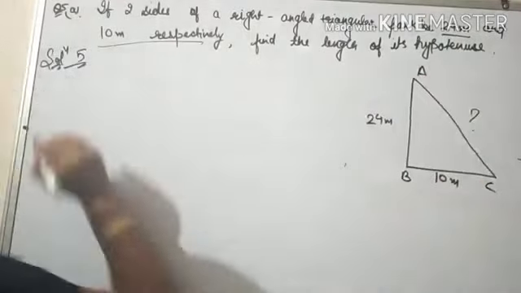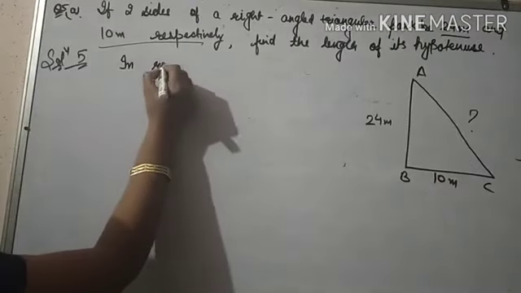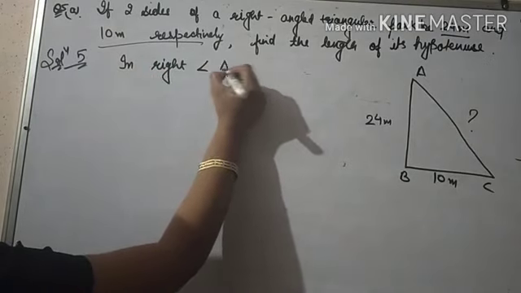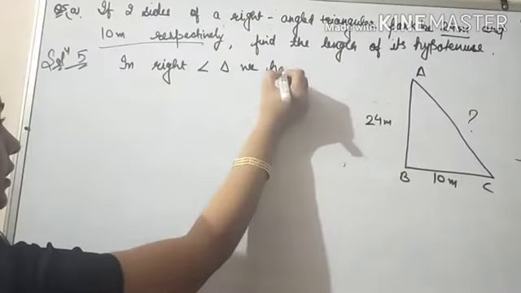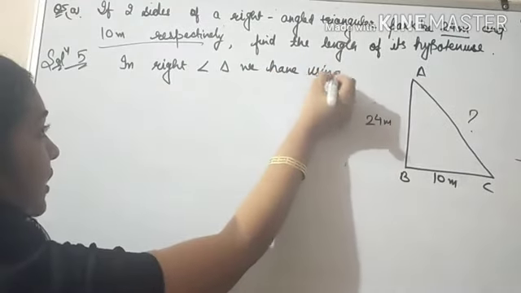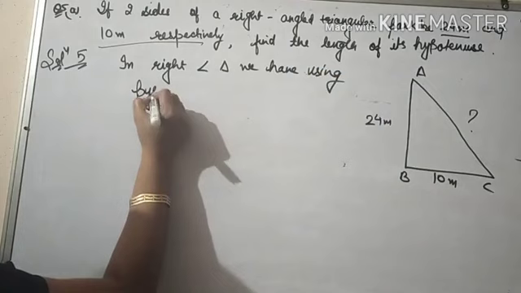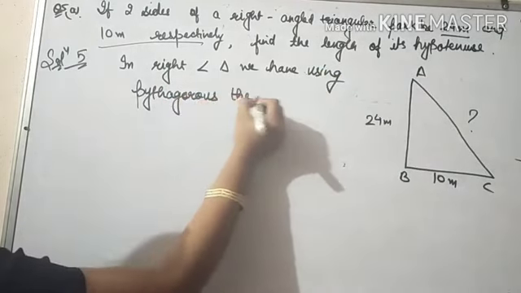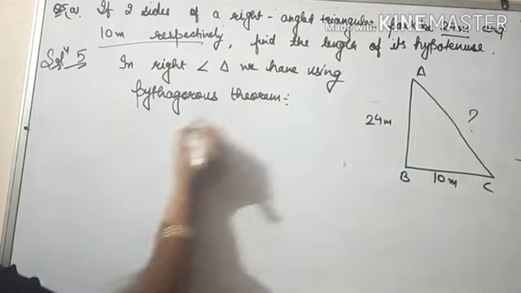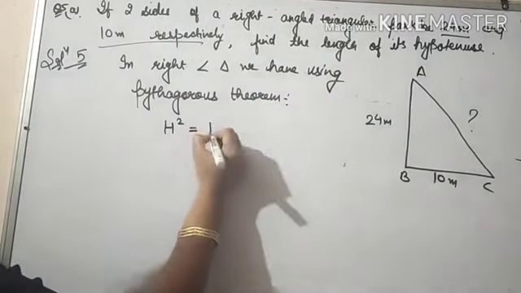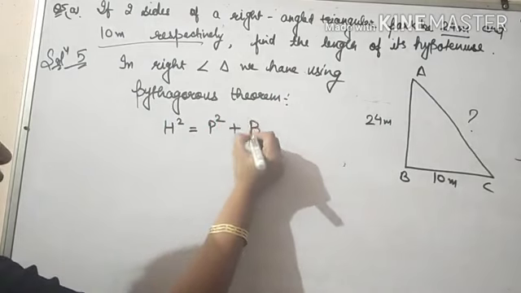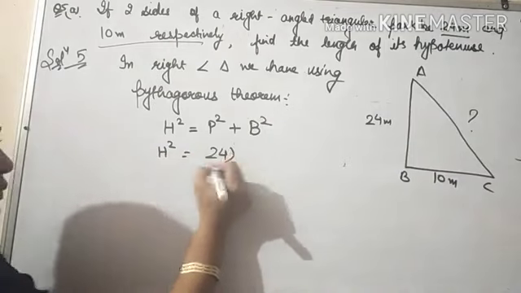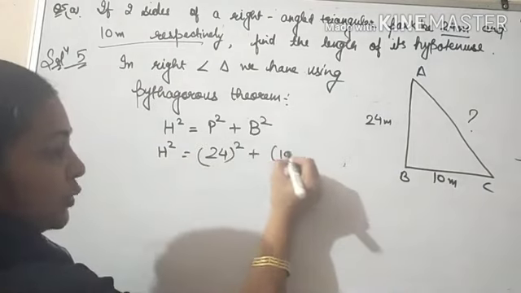How will you find it? You know that in a right angle triangle, using Pythagoras theorem, hypotenuse square is equal to perpendicular square plus base square. Now perpendicular is given to be 24 and base is given to be 10.